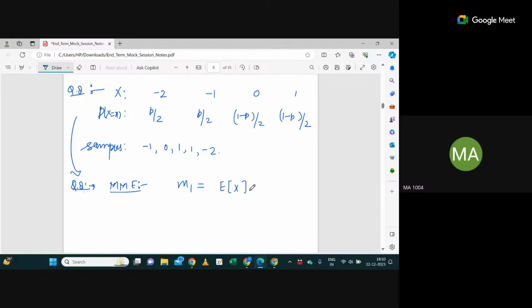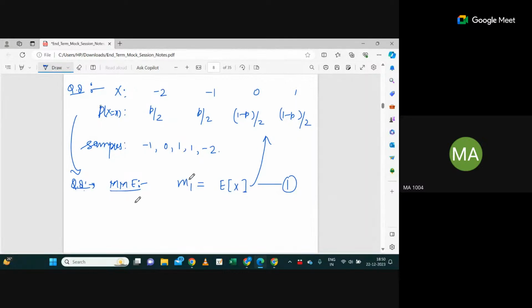That's all. Right. And what is the expectation of X? How will I calculate it? I will calculate from the distribution part. Now, what is this expectation of X? How will you calculate? The expected value of X is nothing but the summation of X into respective probabilities. So that means -2 into p by 2, minus p by 2, plus 0 into 1 minus p by 2, plus 1 into 1 minus p by 2.